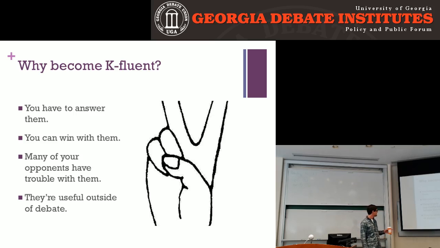And then the last thing is they're useful outside of debate. When we research critiques, we tend to be reading literature from philosophers and theoretical critics, and these are the kind of people you will be using if you write a college English paper and do literary criticism. So a lot of the scholarship that you come across with critiques is something you can use as you pursue your liberal arts education, even beyond high school.